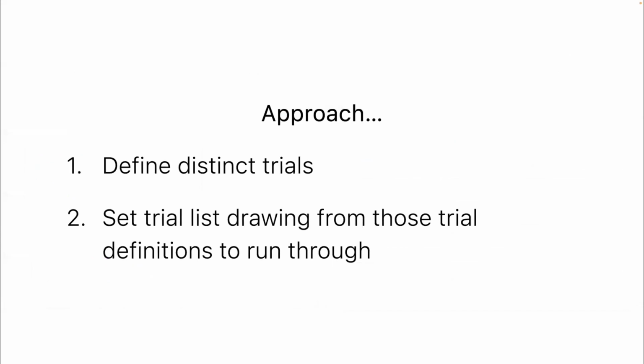So either way, the basic approach is the same. Two basic steps. First, define a set of distinct trials for the experiment by setting the objects for each trial. And by distinct trials, I just mean you can omit any repetition here. You just need to define each distinct trial once, and you can define them in any convenient order. And then two, set a list drawing from those for the experiment to run through. And here's where you would add in any trial repetition and order.